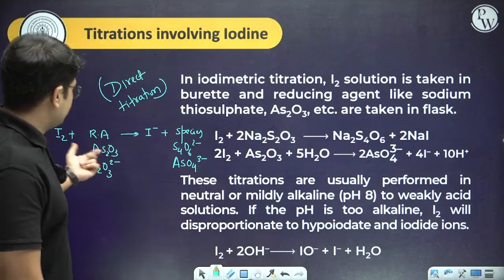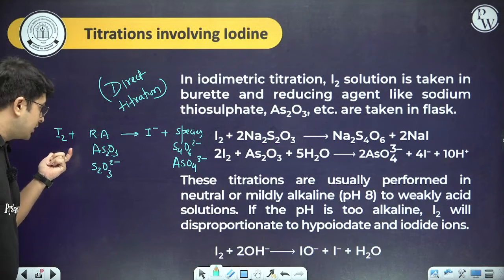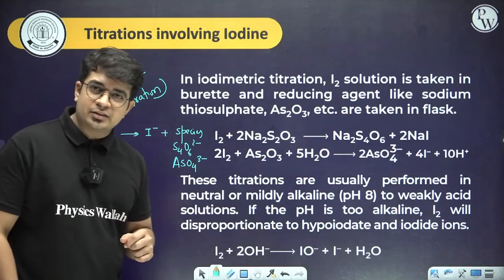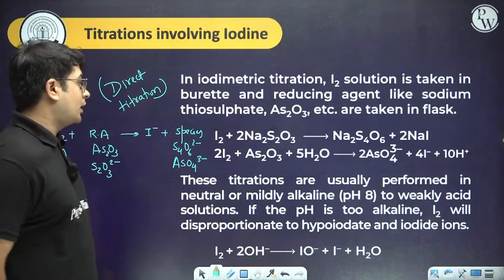The calculation is very easy: the equivalents of the oxidizing agent will be equal to the equivalents of the reducing agent at the equivalence point. So that's how you can calculate the entire part.